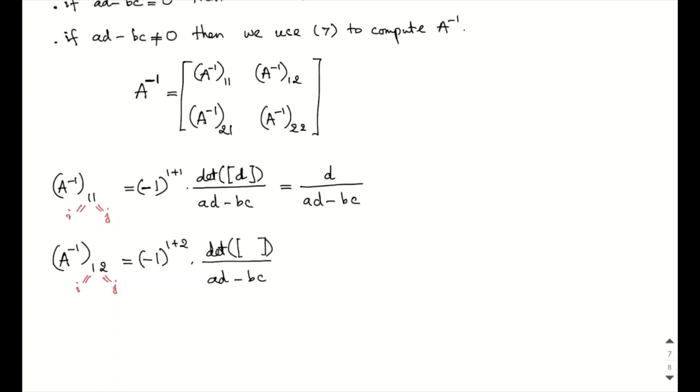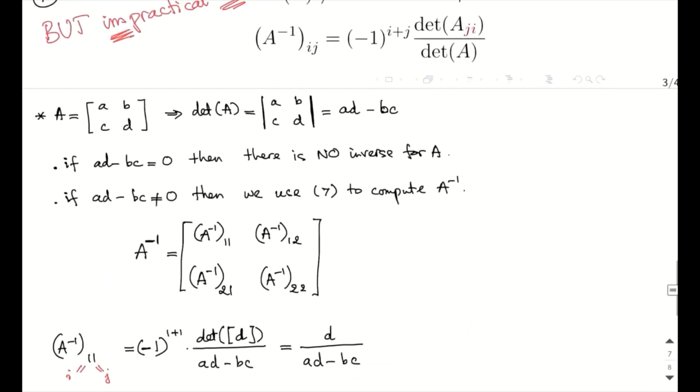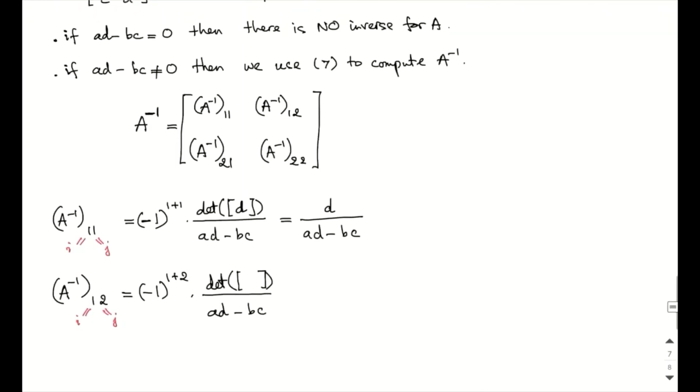What is that something? If you go back to the formula with I being 1 and J being 2, remember that, you are going to have A 2, 1, which is the matrix obtained from A by deleting row 2, column 1. If you delete row 2, column 1, then what's left is only B, right? So the one that is left is B.